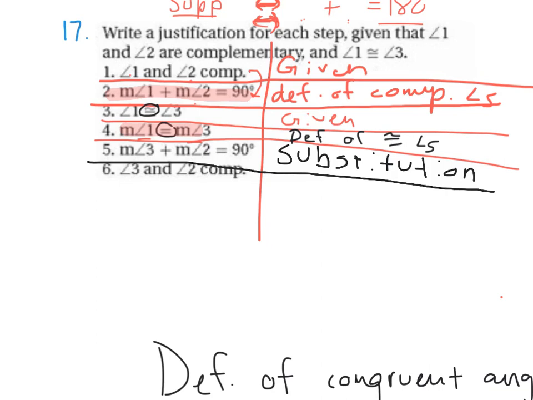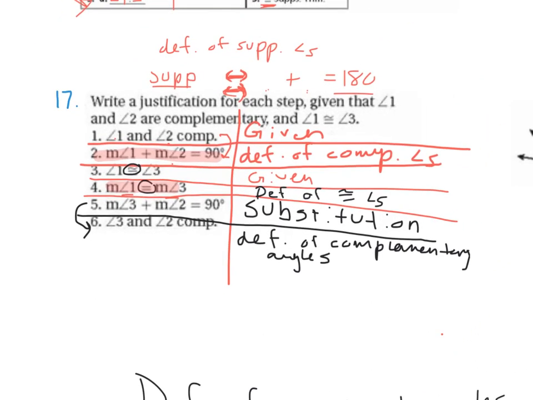And now we have the measure of angle 3 plus the measure of angle 2 is equal to 90. And now we're saying that they are complementary, and this is because of the definition of complementary angles. So when you're dealing with definitions, remember you can go both ways. So we said here they're complementary, and then they add to give us 90. They add to give us 90, so we can say that they're complementary for the same reason. Definition of complementary angles and definition of complementary angles.